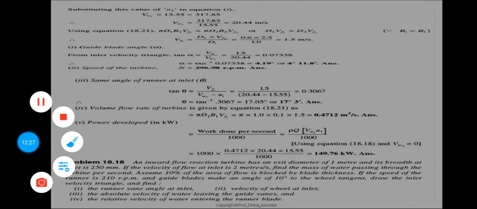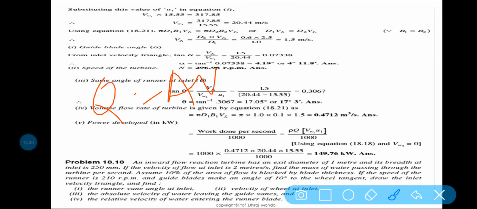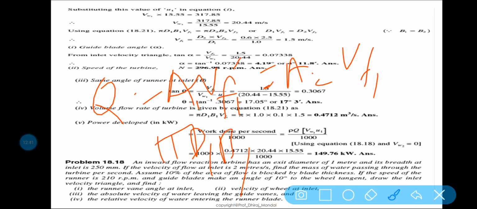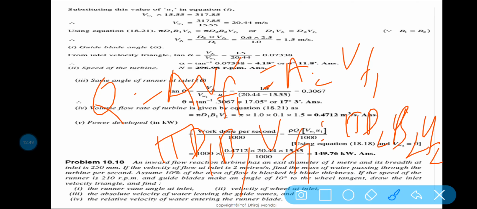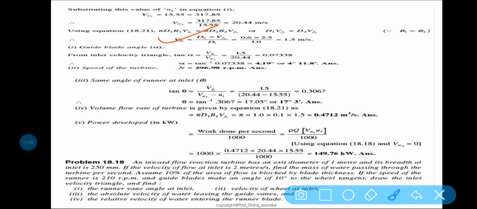Now we know the continuity equation, Q is equal to area into velocity. Here velocity of flow will be taken into consideration. So a1 vf1 is equal to a2 vf2, or you can write pi d1 b1 into vf1 is equal to pi d2 b2 into vf2. As we know b1 and b2 are the same, pi same, d is different, so put all the values, you will be getting vf1, because d2 you know, d1 you know, vf2 you know. So 1.5 meter per second is vf1.